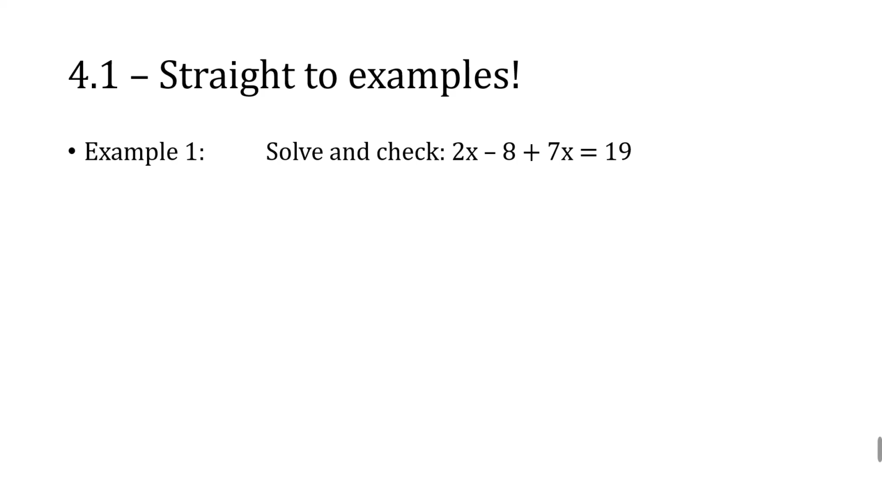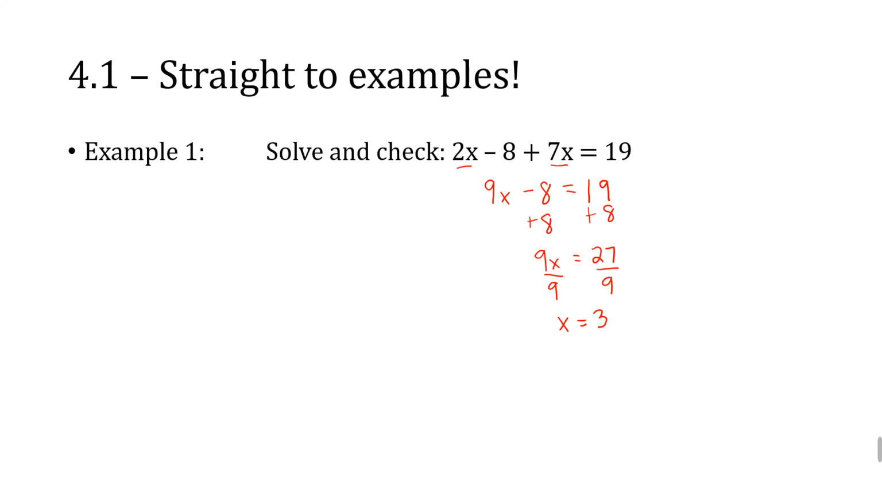So example 1 is 2x minus 8 plus 7x equals 19. So 2x and 7x are like terms. They're on the same side of the equation, the left side, and so we can combine them. So 2x plus 7x would be 9x, and then we have minus 8 equals 19. So then we need to get rid of the 8, add 8 to both sides, and we get 9x is equal to 27.